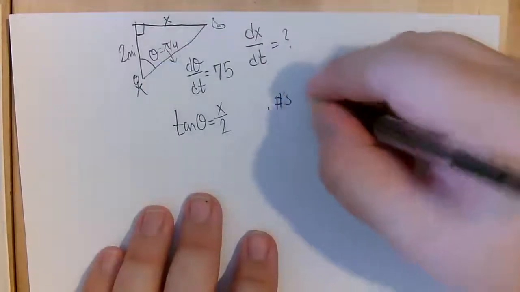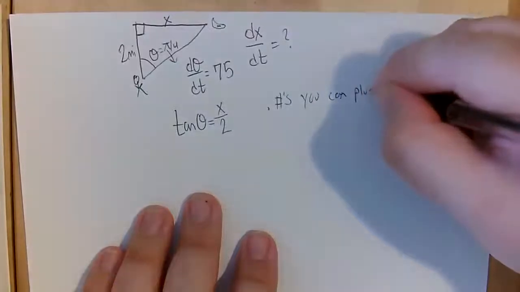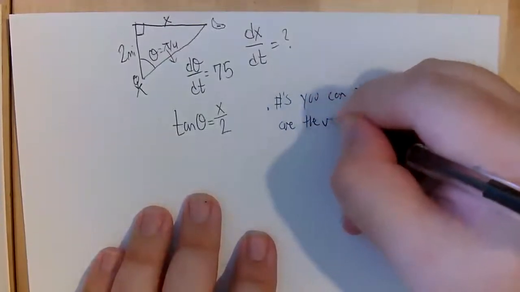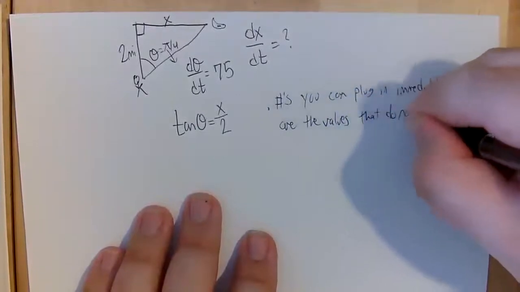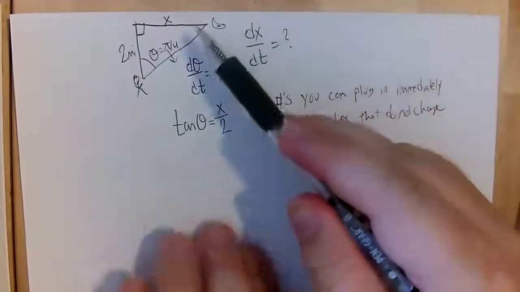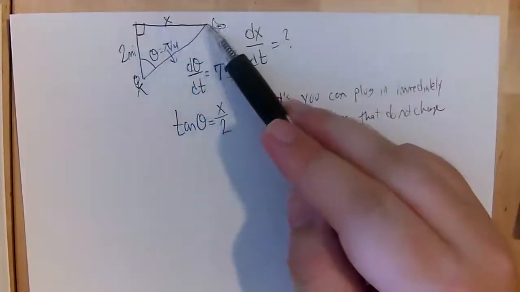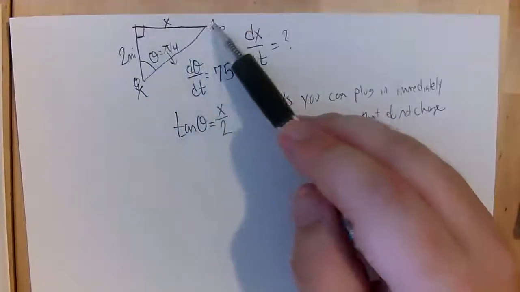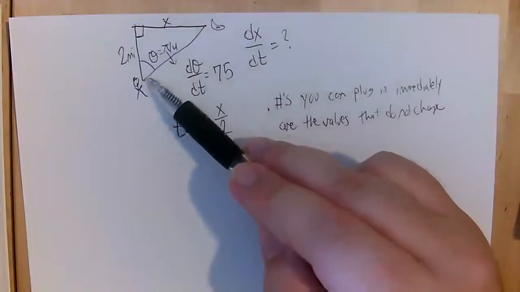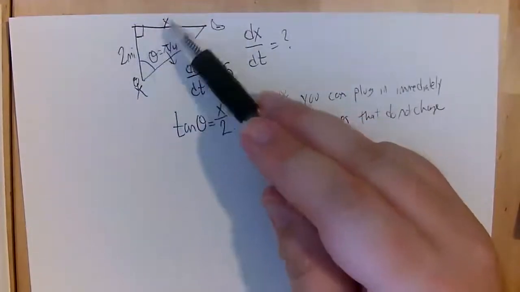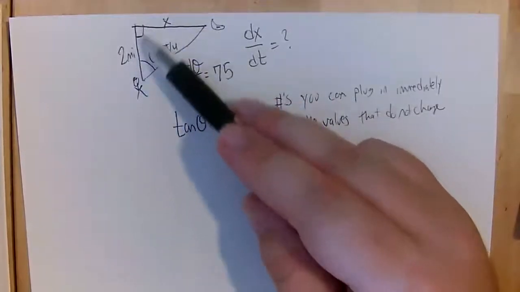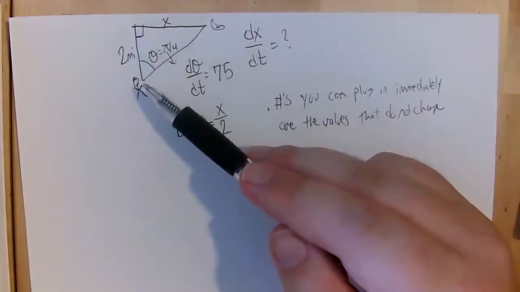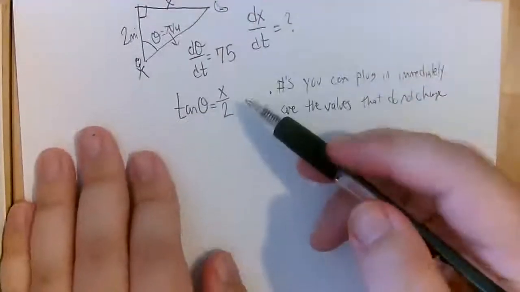So let me make a point of this. The numbers you can plug in immediately are the values that do not change throughout the problem. If we imagine the physical scenario, this plane is flying overhead like this. It's not going up or down, not descending or ascending, so this 2 is going to stay the same. But as the plane moves, x is going to change, and this angle changes, since we have to change the way we're looking at the plane to keep up with it. So we can't plug in numbers right away for theta and x, but we can plug in this constant value of 2. Anything that remains constant in the context of the problem, you can plug in right away.